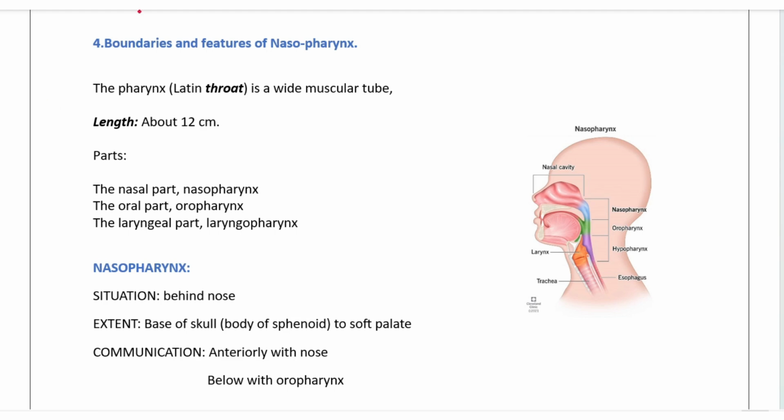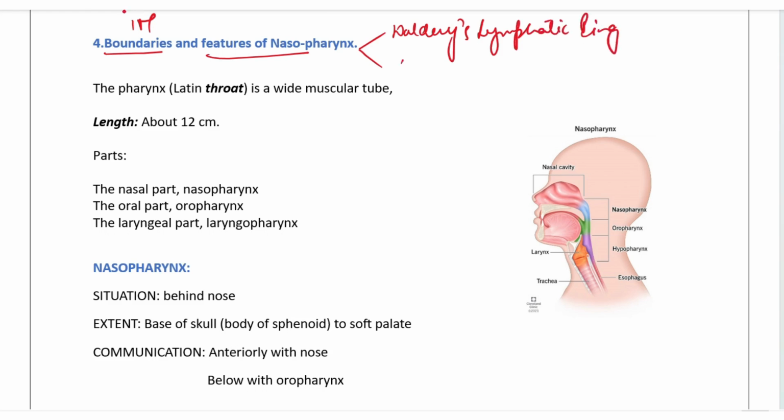Let's see the next question. Boundaries and features of nasopharynx. Now this question, boundaries, will give you 1 mark. Features of nasopharynx, you can divide into 2. One is Waldeyer's lymphatic ring and the palatine tonsil. This is 2 marks, this is 2 marks, and the boundaries will give you 1 mark.